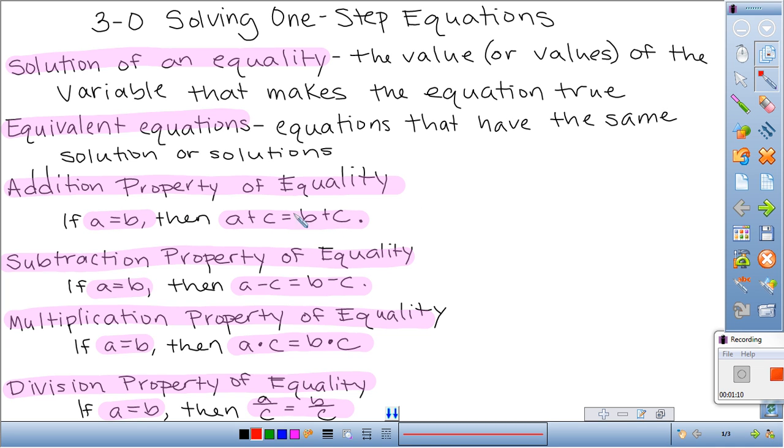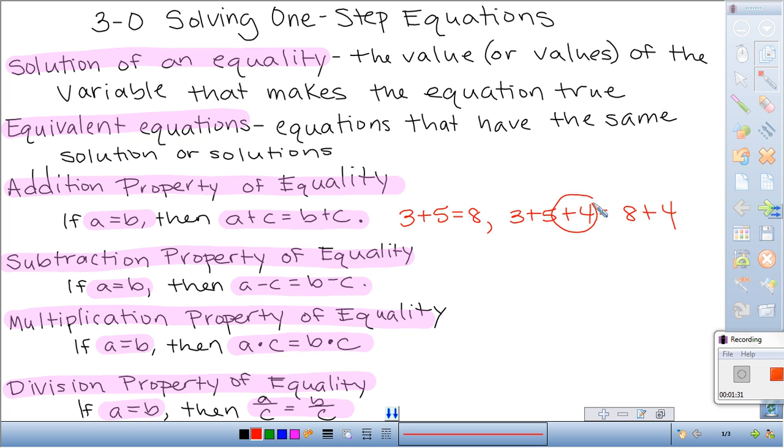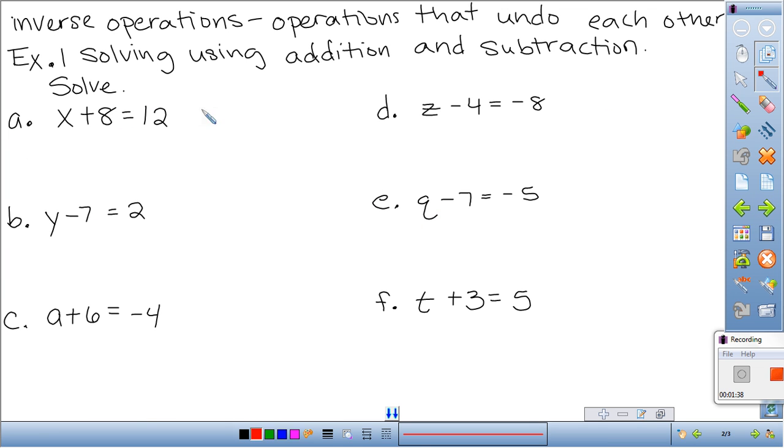For instance, for the A equals B part, we would have something like 3 plus 5 equals 8. So then if I add 4 to both sides, then they're still equal. 3 plus 5 is 8, plus 4 is 12, and 8 plus 4 is 12. So since I'm adding the exact same thing to both sides, the left and right side are still equal to each other. Okay, let's look at some examples.